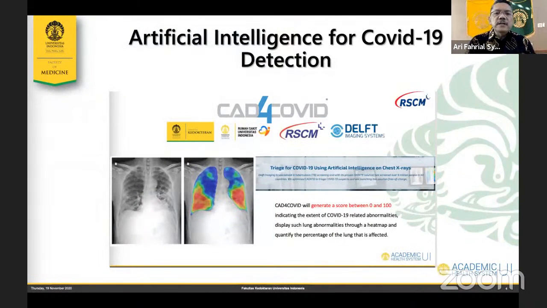And we developed artificial intelligence for COVID-19 detection as well. We work together with Delft Imaging System. This equipment, CAD4COVID, will generate a score between 0 and 100, indicating the extent of COVID-19 related abnormalities, such as lung abnormalities, a heat map, and the percentage of lung that is affected. The study is still going on, and we are waiting for the result of our artificial intelligence for COVID-19 detection. I think this will be beneficial because Indonesia consists of thousands of islands, so it is easy for clinicians in rural areas to detect COVID-19.